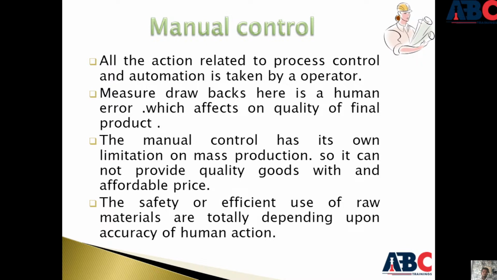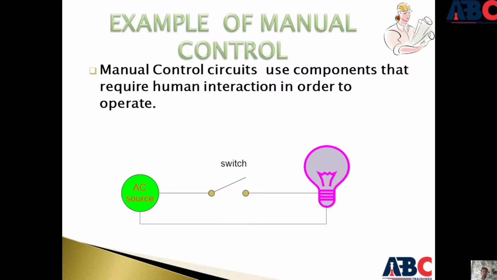Manual control has its own limitation on mass production, so it cannot provide quality goods at an affordable price. The safety and efficient use of raw materials depend totally on the accuracy of human action. Example of manual control: manual control circuits use components that require human interaction in order to operate.